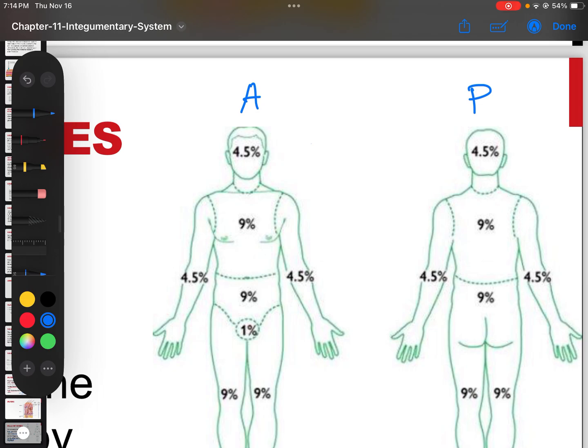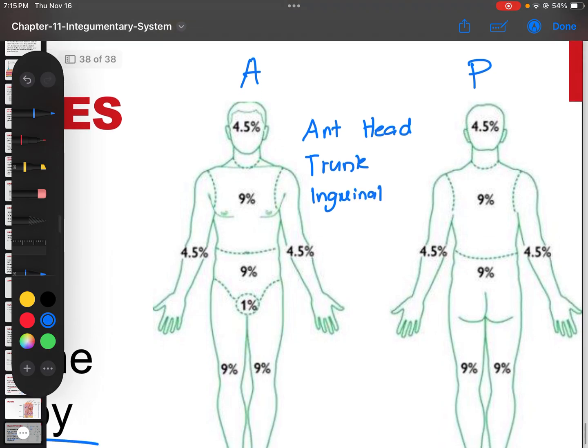Another example is this, and I will give you time to pause and answer for yourself. So let's say, for example, the anterior head, and then the trunk is burned, and then the inguinal area is burned, and then the left leg is burned. I will give you time to compute. Pause the video if you want time to compute.